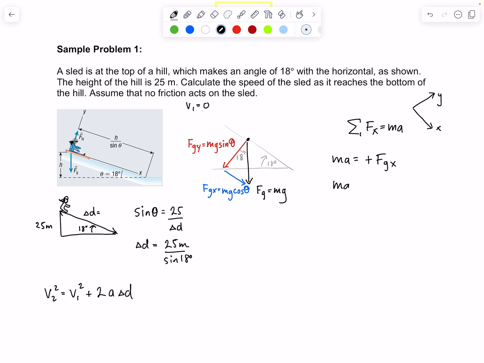So mass times acceleration is equal to plus mg. Just realized I made a mistake here. This is the opposite, so this is sine. And this is the adjacent, so this is cos. And we should know that from above, that the acceleration due to gravity down an incline is always mg sine theta. Apologize for that mistake.